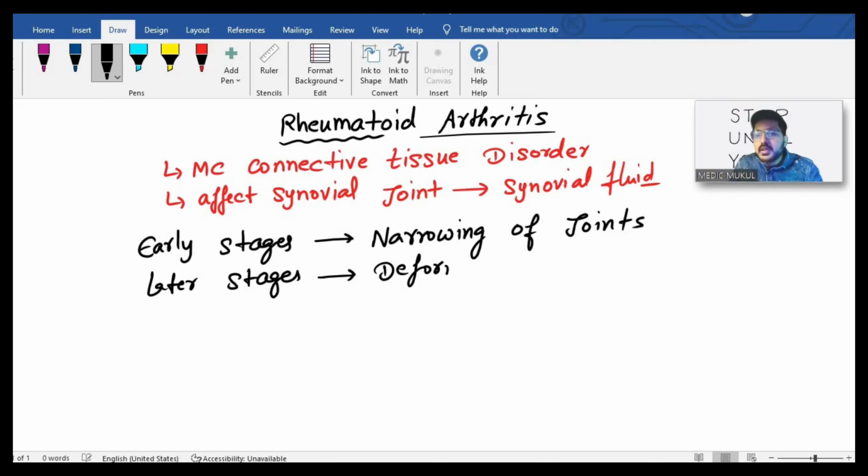What type of deformities do we see? We will study everything, like boutonniere deformity, swan neck deformity, mallet finger, and we will discuss the images as well.